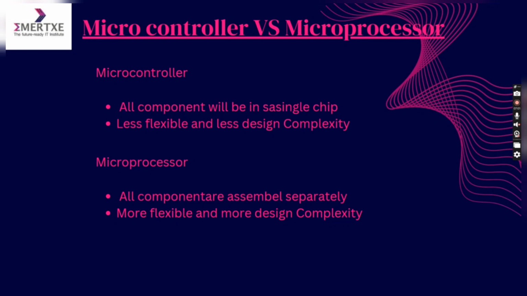On the other hand, a microprocessor is a chip that contains only the CPU. It requires external components such as memory, input-output devices, and other peripherals to perform a function. A microprocessor is more flexible and more complex to design, but it is also more expensive, larger, and less power efficient. Some examples of microprocessors are Intel, AMD, and ARM. We are using a microcontroller for our project to develop a microwave oven.